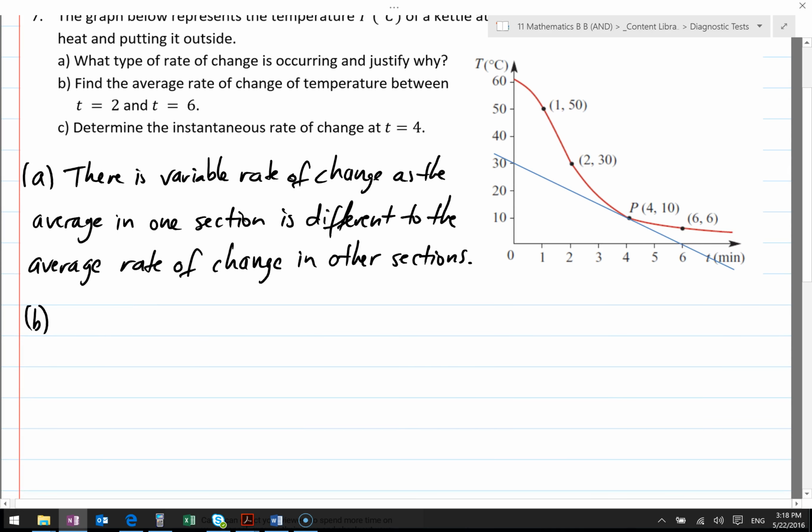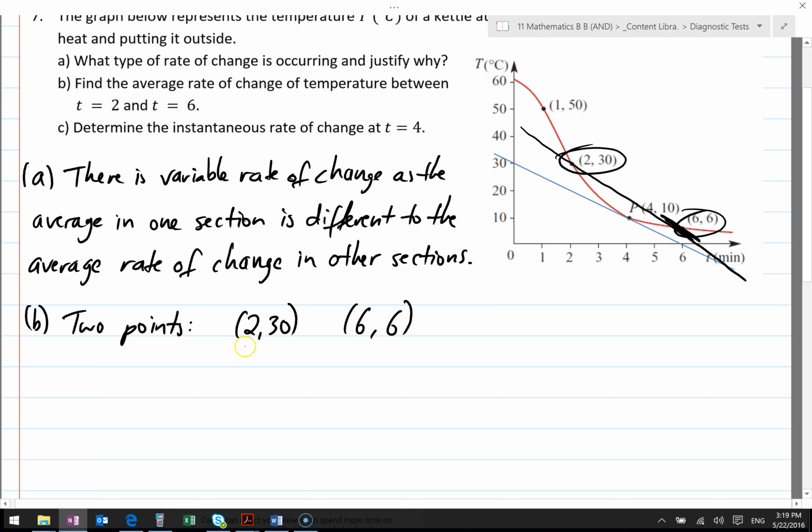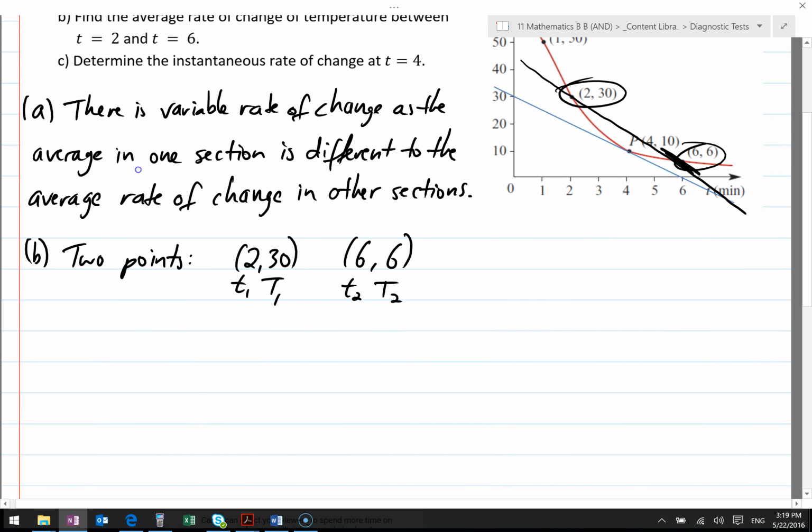For part B, find the average rate of change of temperature between t equals 2 and t equals 6. So t equals 2 is this point, t equals 6 is this point. I want to find the average rate of change. So what's the slope of that line that passes through those 2 points? My 2 points are (2, 30) and (6, 6). I'll call these T1 and T2, and I'm trying to find the average rate of change.